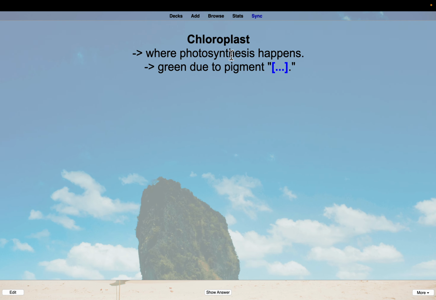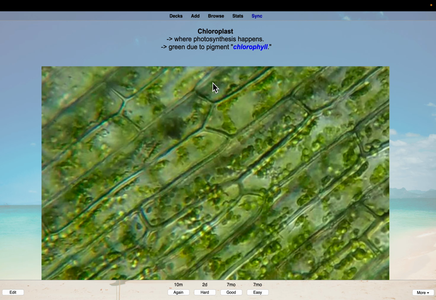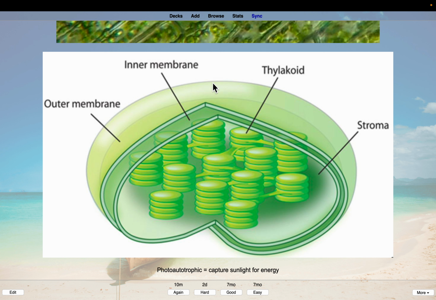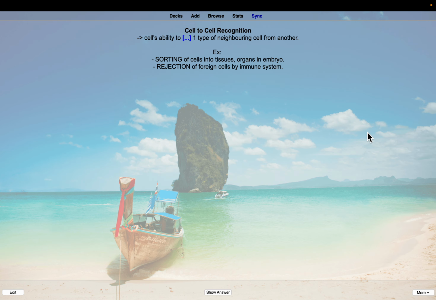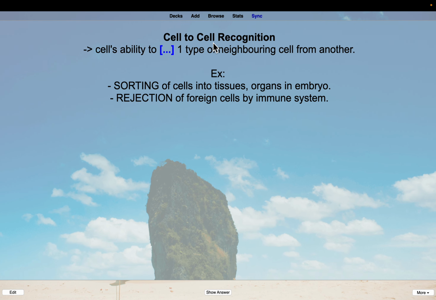Chloroplast. This is where photosynthesis happens. It's green because of the pigment chlorophyll. And when we say photoautotrophic, basically it captures sunlight for energy. Stroma, thylakoid, inner membrane, outer membrane. I already forgot, honestly, the functions of thylakoid and stroma. I might be able to remember it later. Can't guarantee anything.